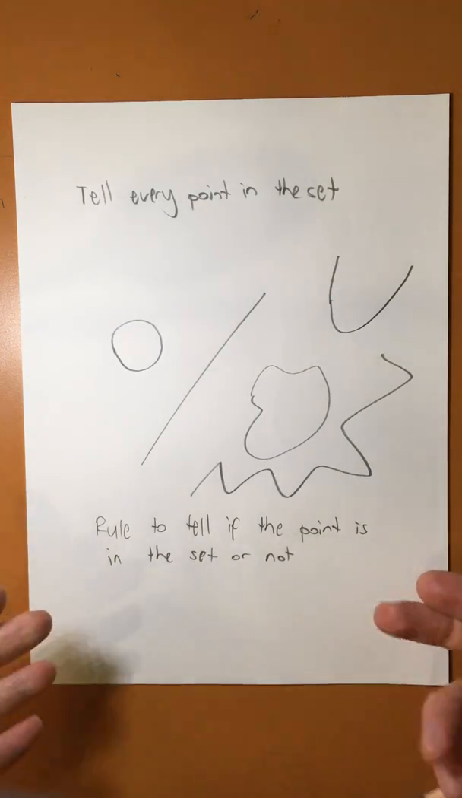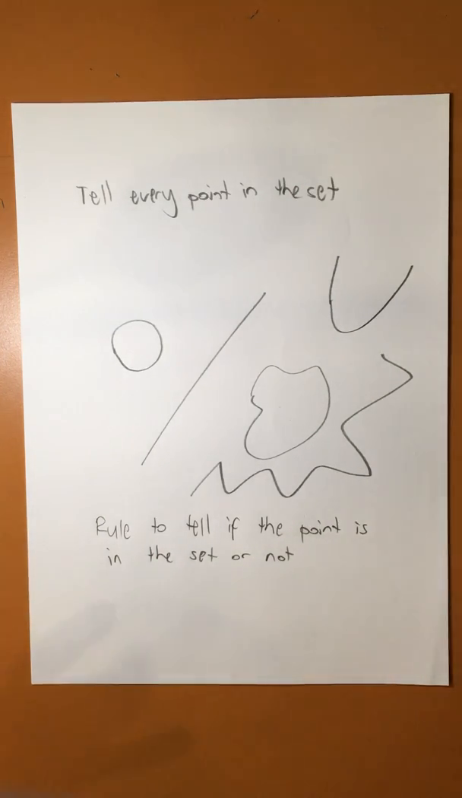So in this one, if you told me a point, I could use the rule to decide whether it was part of the set or not. If it satisfied the rule, it's in the set, and if it didn't satisfy the rule, it isn't. And so you could give me points and I could tell you whether they're in the set or not. But I couldn't necessarily from the outset just tell you what the points in the set were.